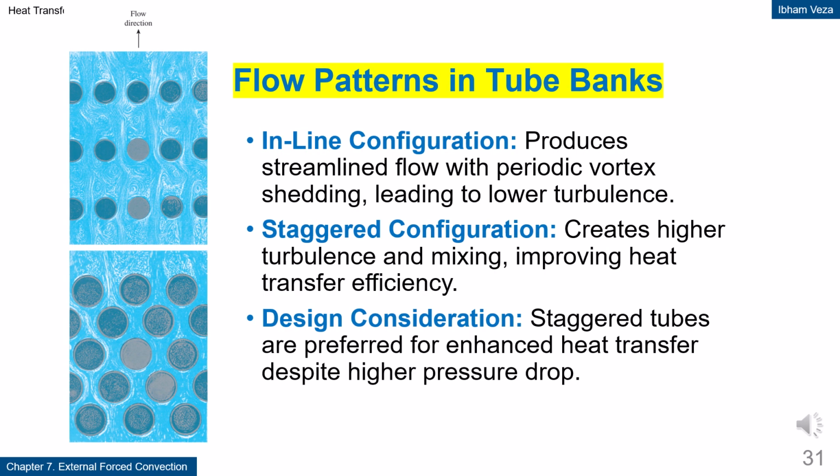Flow patterns in tube banks. This slide compares the flow patterns in inline and staggered tube bank arrangements. In the inline arrangement, the flow tends to be more streamlined, with more periodic vortex shedding and lower turbulence. In the staggered arrangement, the flow becomes more chaotic and fluid mixing increases. This increase in turbulence usually enhances the heat transfer rate. However, this benefit comes with an increase in pressure drop.